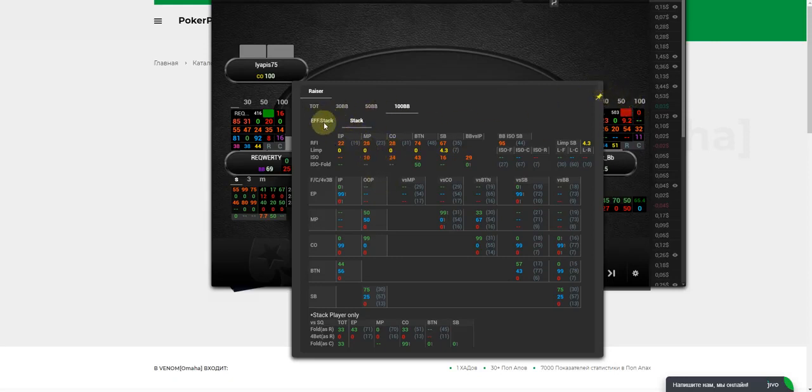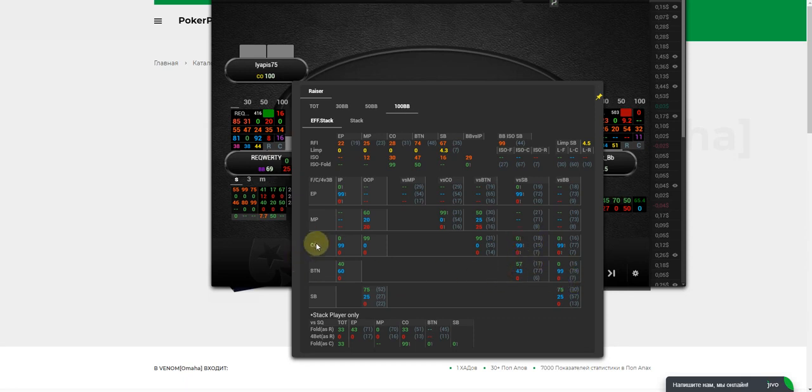We can see additional numbers next to every stat. They show us how the player should act in a specific GTO strategy. For example, let's say our opponent has a 100 big blind stack and he open raises from the button. Then against the big blind, he shouldn't fold more than 15%. Against the big blind, 78% he should call, and 7% 4-bet against the big blind.